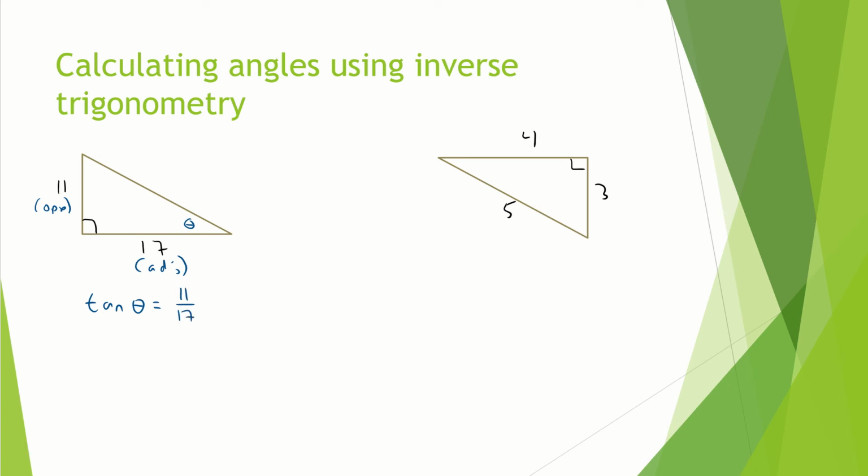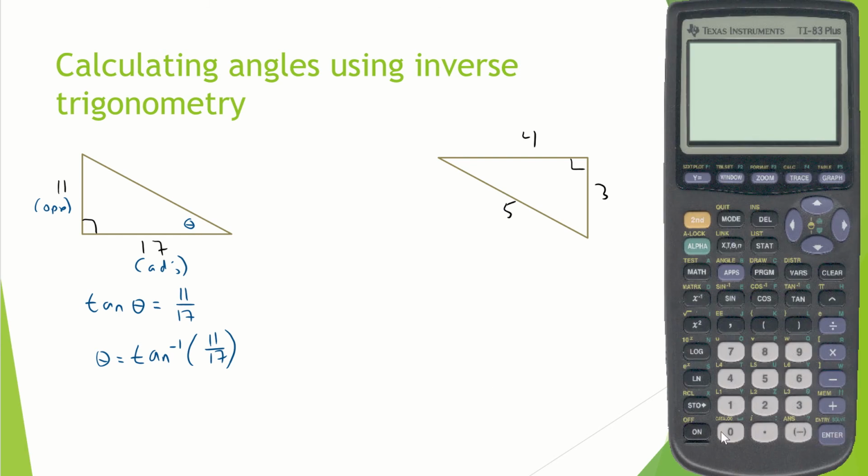So now the question is, how do we figure out what theta is? How do we figure out what the angle is? The way to do that is to say that theta is the inverse tangent, written like this, tangent to the -1, of 11 over 17, and then just type this into the calculator.